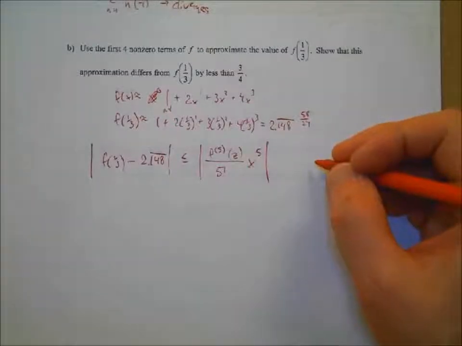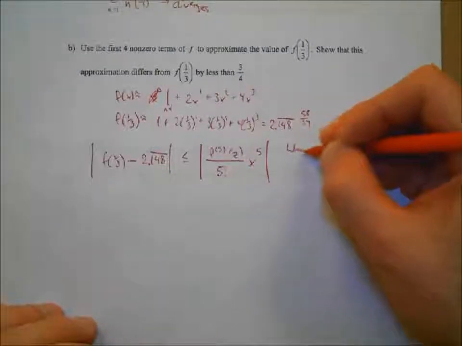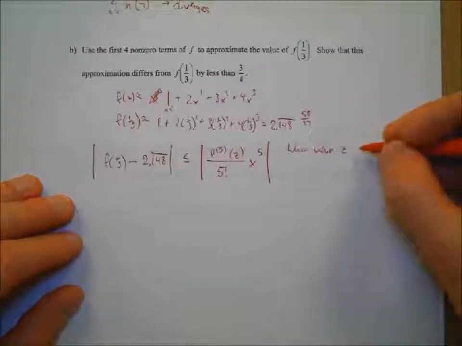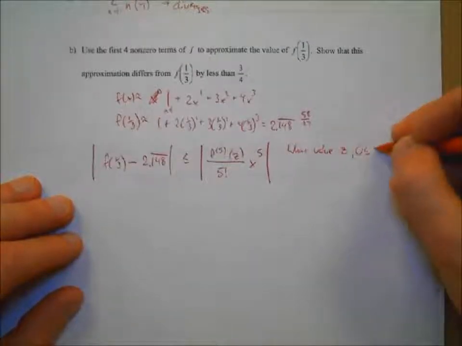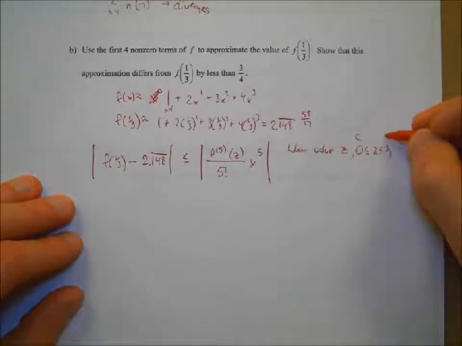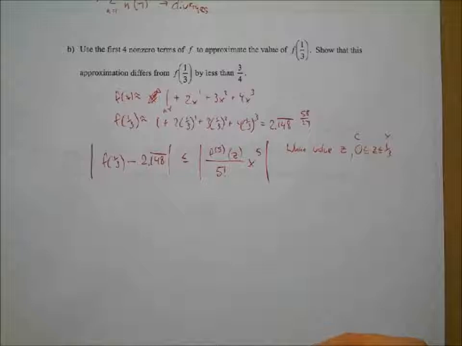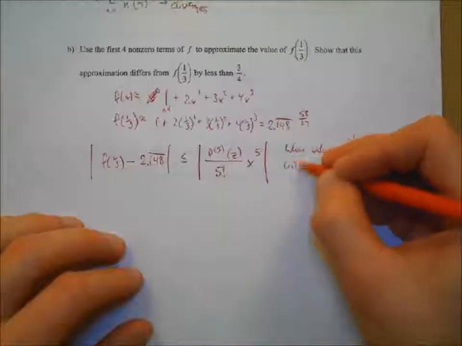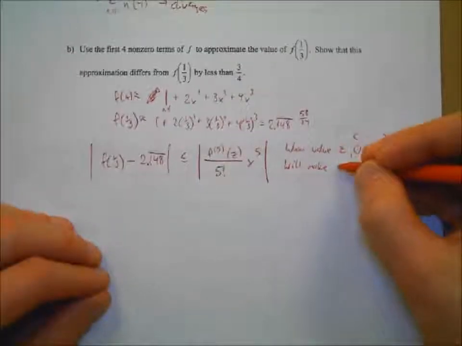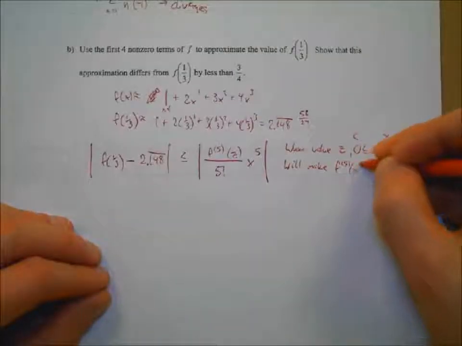Okay. So in other words, what value z, 0 less than or equal to z less than or equal to 1/3. Okay, because again our center is at 0, our x value there is 1/3, and so we want to be between 0 and 1/3. Will make the 5th derivative of f at x a maximum.